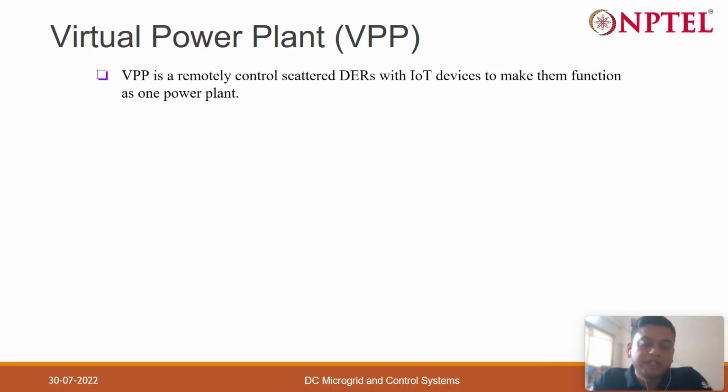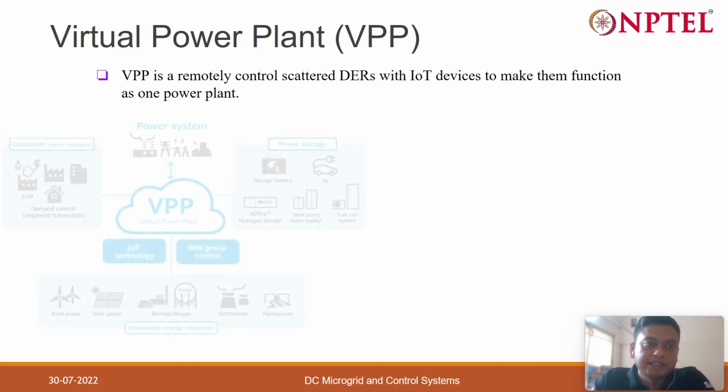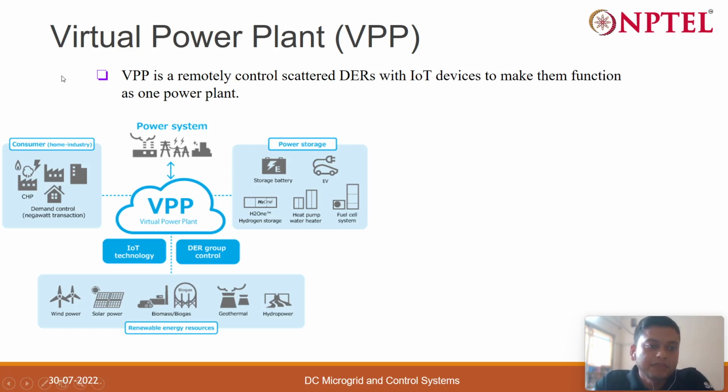So for better stability, virtual power plant is the solution. What it is, as you can see from the figure, it has enabled IoT technology, that is cloud based service, where we have these renewable resources and consumers and power storages, and it is integrated with our main grid.